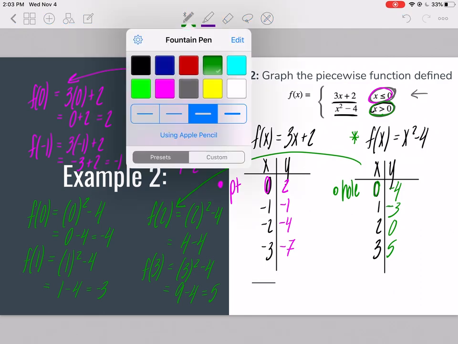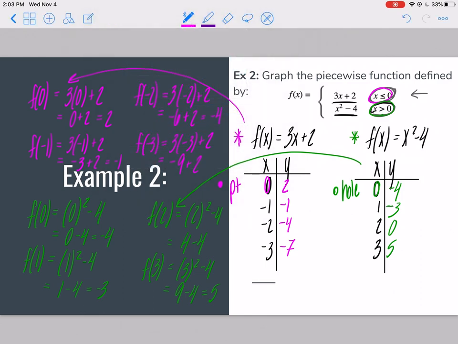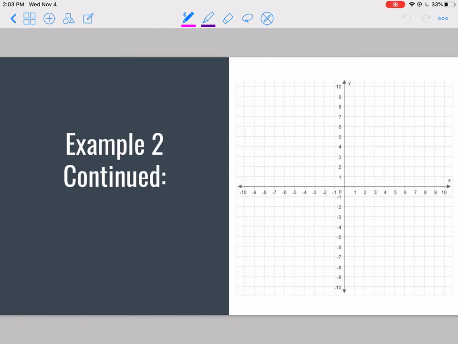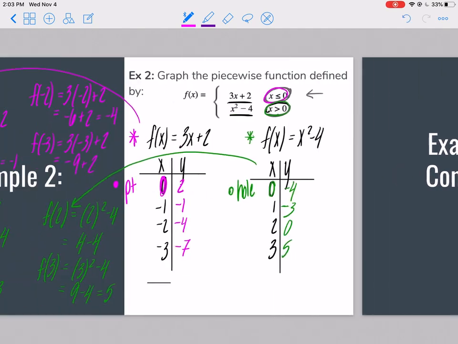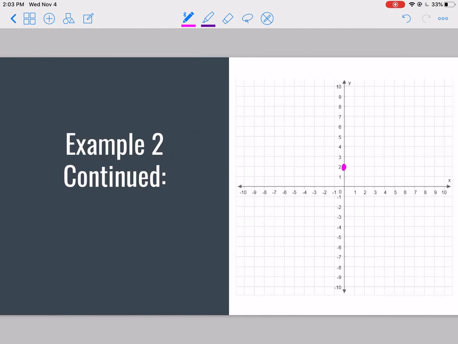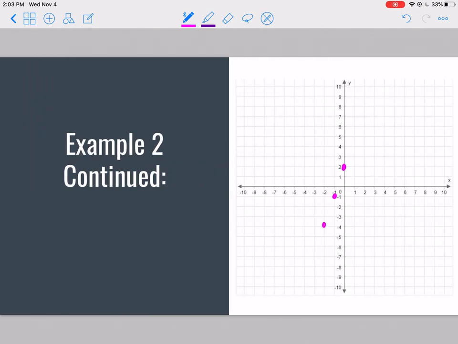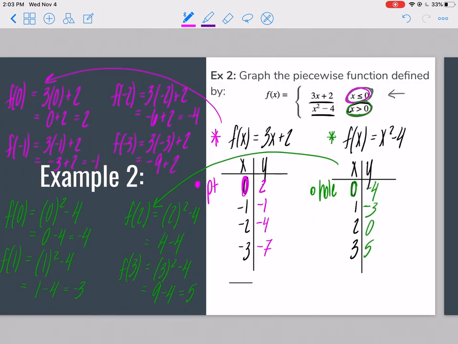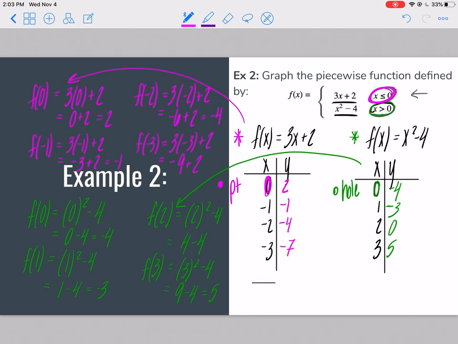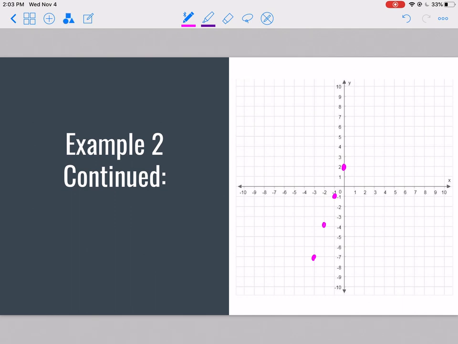Okay. So then we're going to plot these. I'll plot the first one in pink like I said. We're starting at 0, 2. Okay, there is a point there. Then -1, -1, then -2, -4, then -3, -7. Go back and check your domain. Okay, so starting at 0 and then going to -infinity, so less than or equal to 0. So I know that it's going to continue on to the left. So I'm going to put an arrow to the left and it stops there at 0.